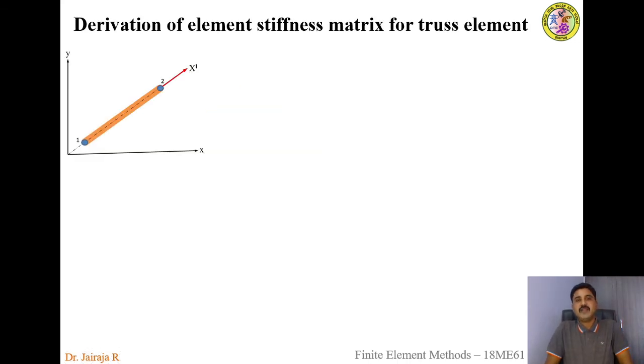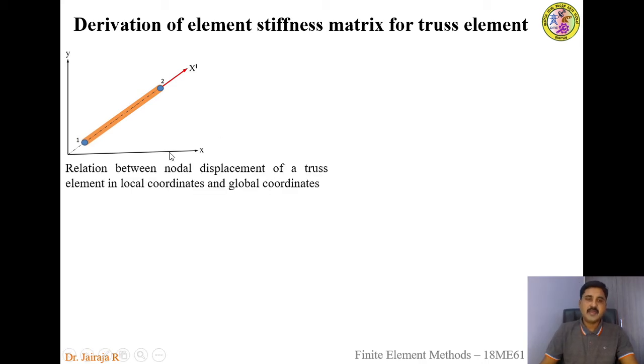Next, derivation of the element stiffness matrix for the truss element. Here, one truss element is considered, formed between node 1 and node 2. X dash is the local coordinate, and x and y are the global coordinates. The relation between the nodal displacement of a truss element in local and global coordinates, we know, is q dash is equal to L q. q dash is the nodal local displacement, L is the transformation matrix, and q is the element displacement vector.